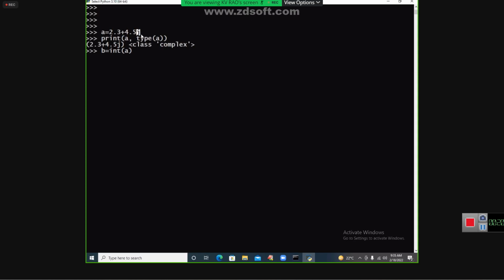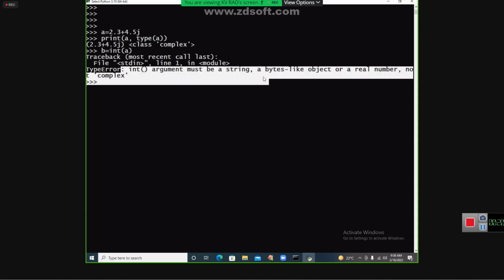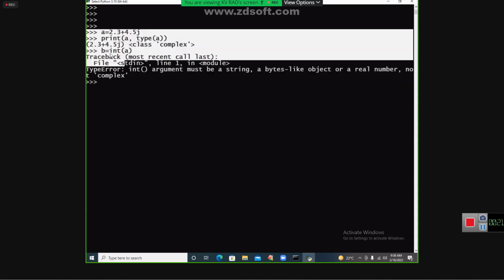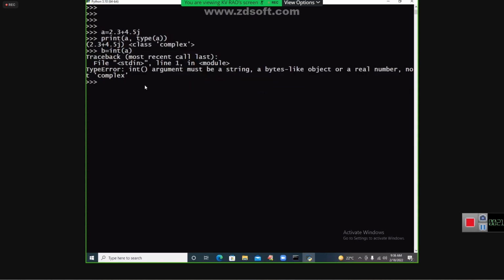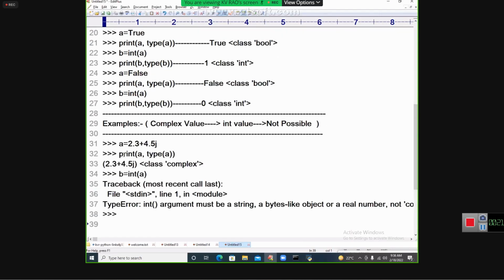The special symbol J is not going to convert into an integer. It is treated something like an alphanumeric value, which cannot be converted into an integer. So it is going to be an error. It cannot be converted. So complex values cannot be converted here, and I'm going to give you the error.